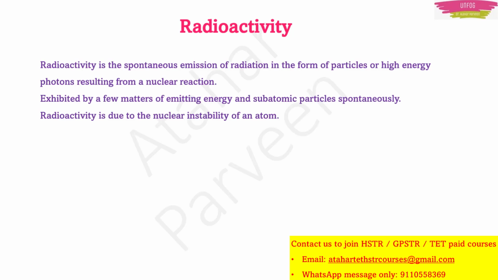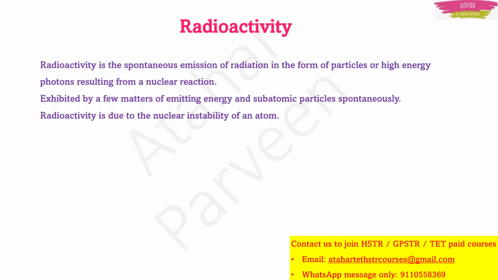Now this radioactivity is exhibited by a few matters, not all matters, which means all substances do not exhibit radioactivity. A few matters will exhibit radioactivity, and these matters emit energy and subatomic particles. What are those subatomic particles? We'll discuss later. Now why is this radioactivity happening? It is happening due to the nuclear instability of an atom. This also we will discuss elaborately.